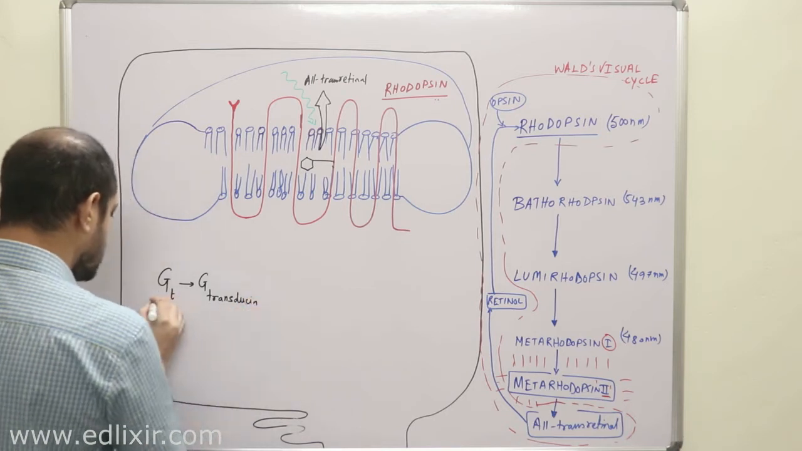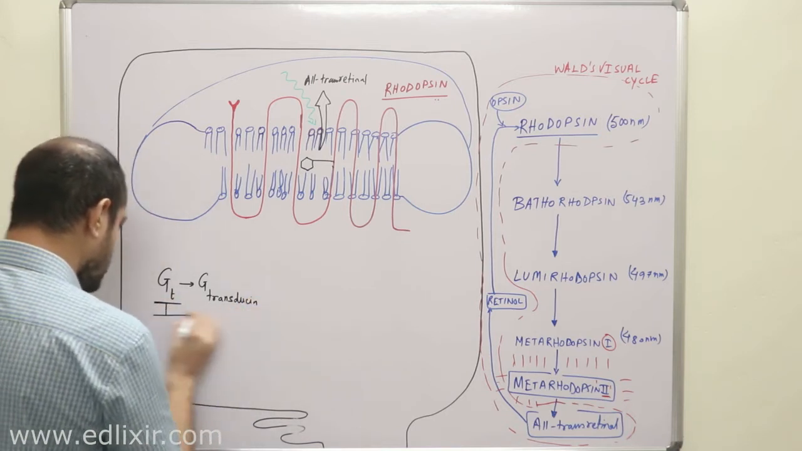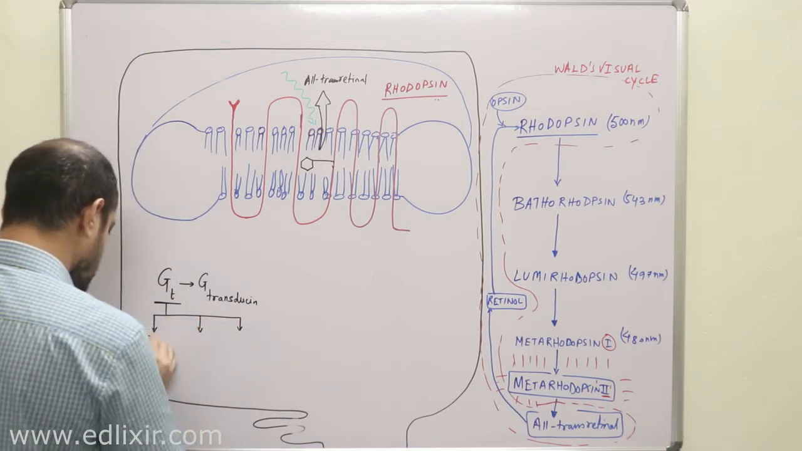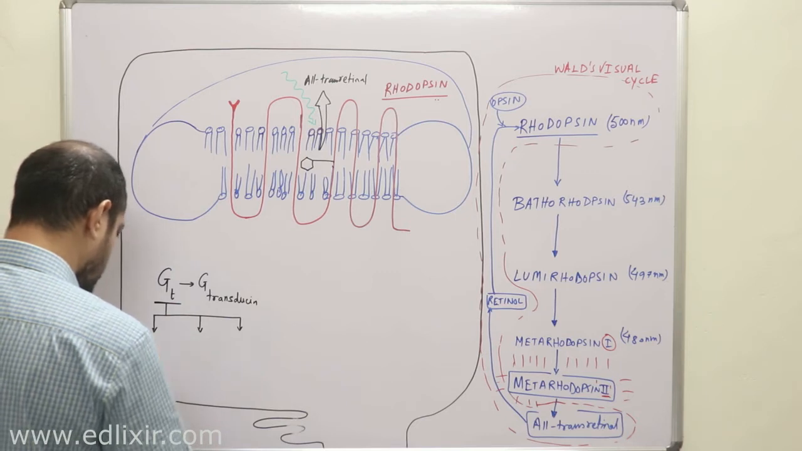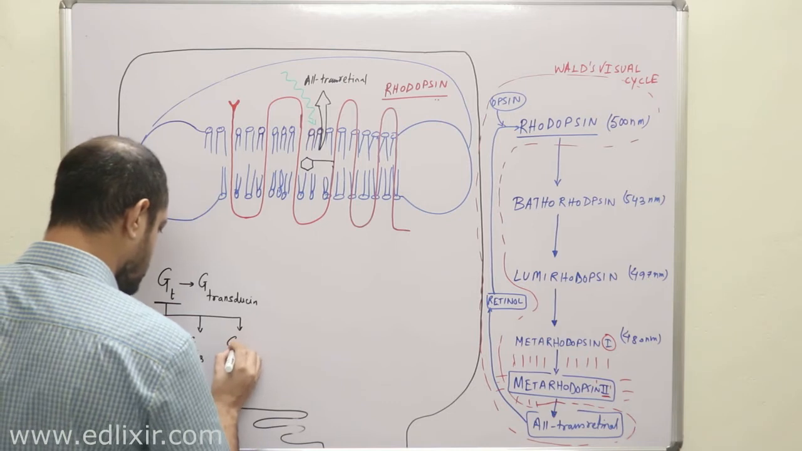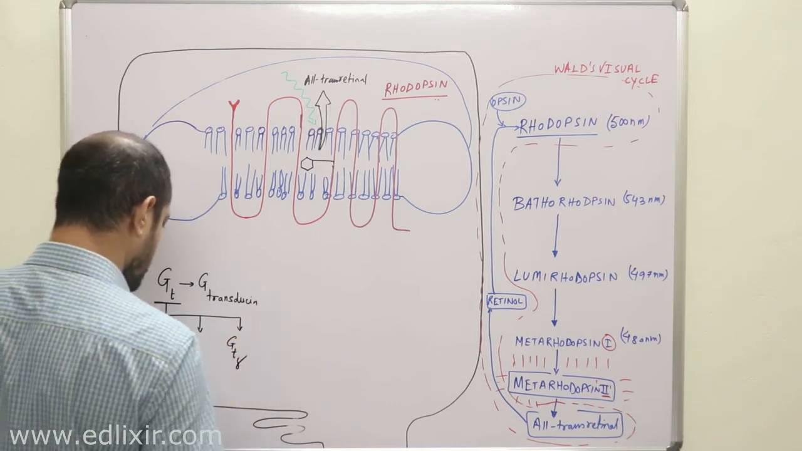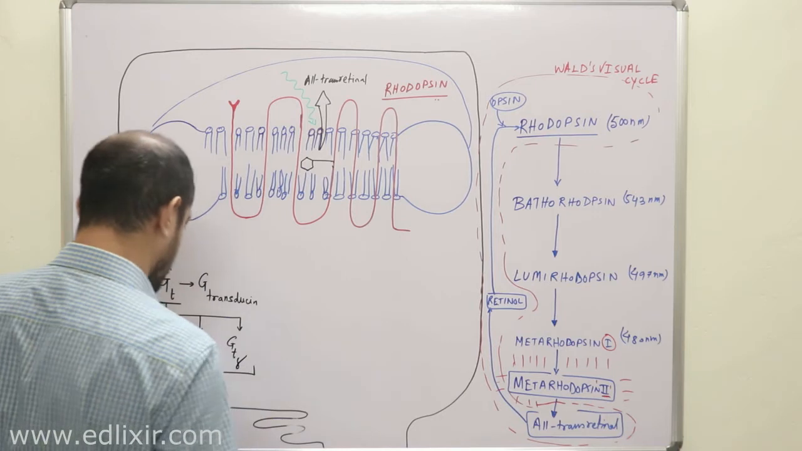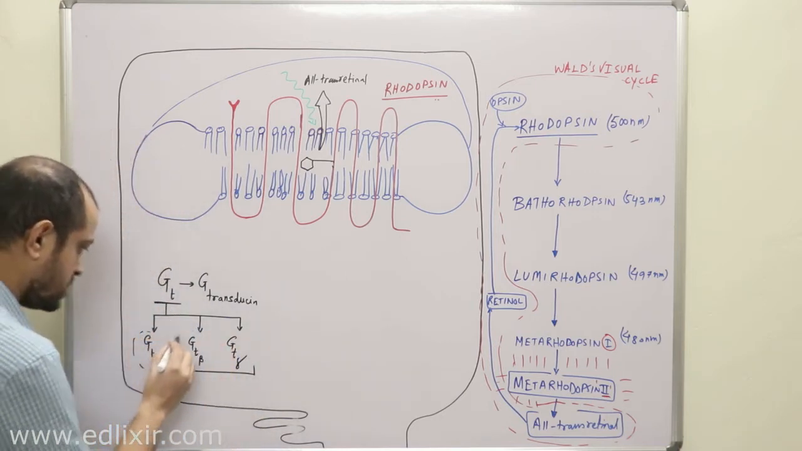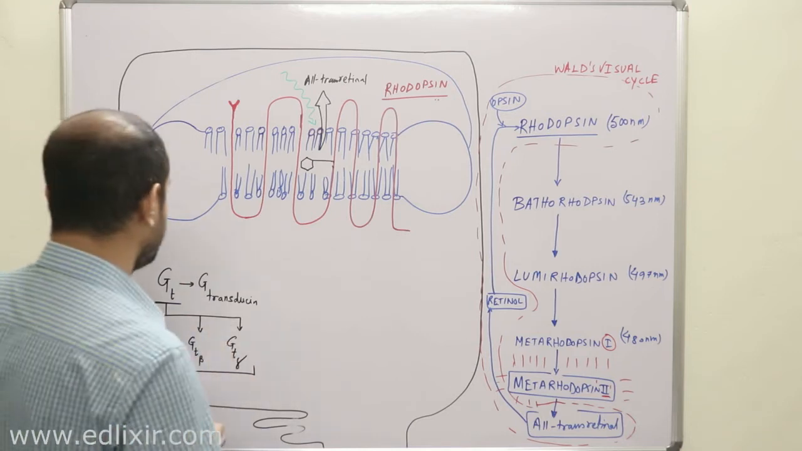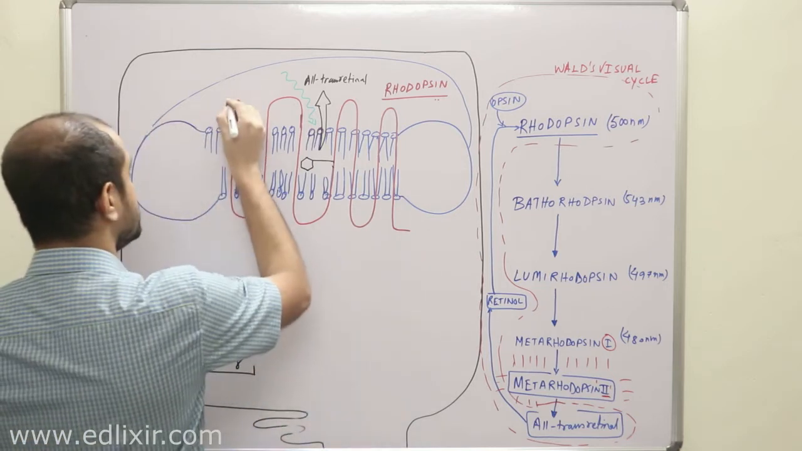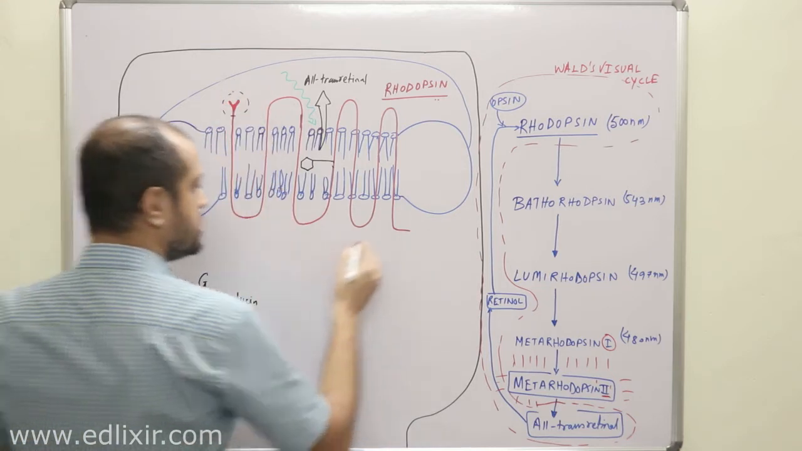Now listen, GT is divided into 3 subunits: GT alpha, GT beta and GT gamma. Now listen, GT beta and gamma are associated with each other, and GT alpha associates with these two together. Clear? This is your extracellular domain, and this is the intracellular domain, right?